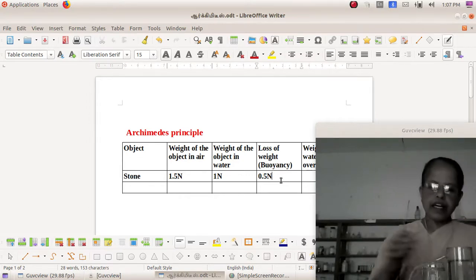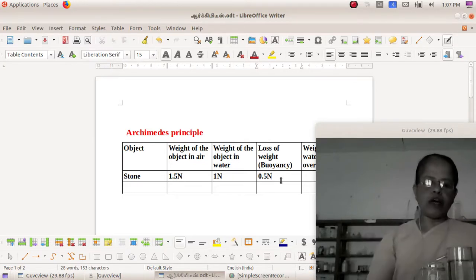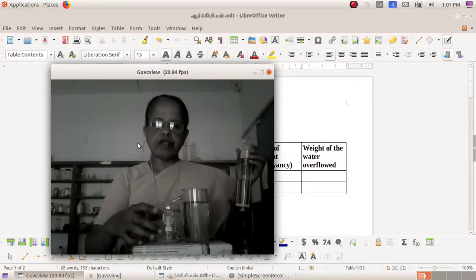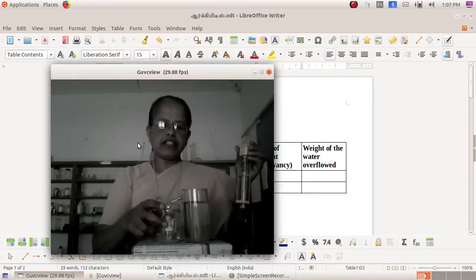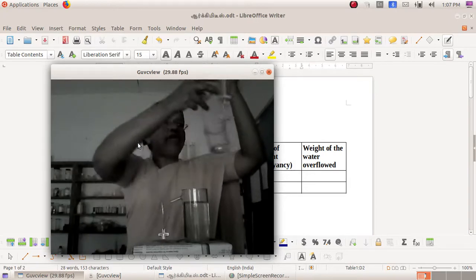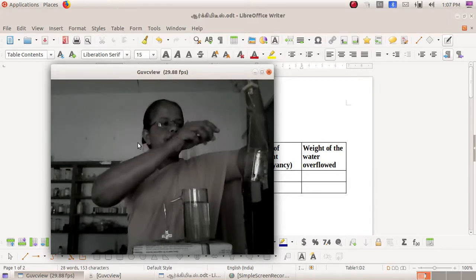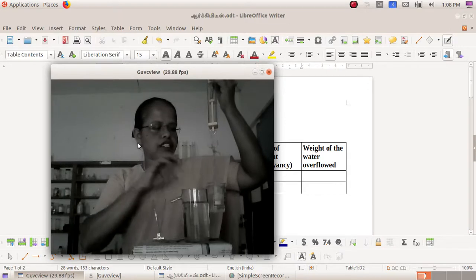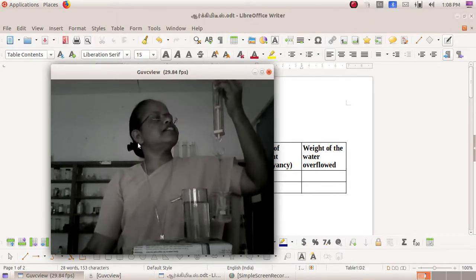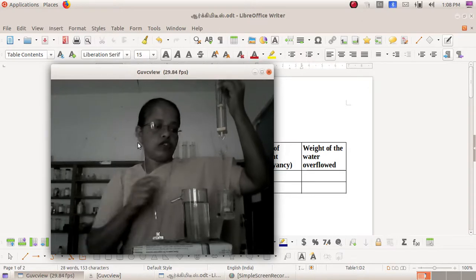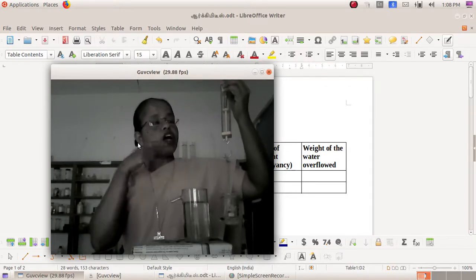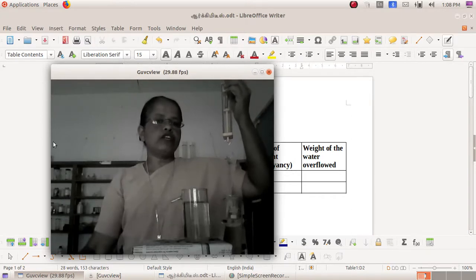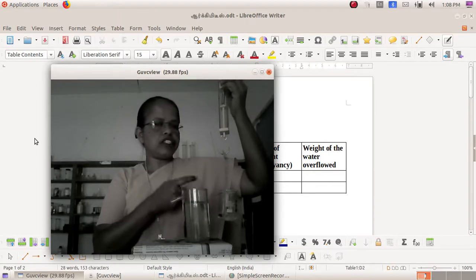Now let us see, when you immerse the stone in the water, you found that water was displaced, isn't it? The water was displaced into the jar, and let us measure the water plus the empty jar. The jar and the water together you measure now. What is the weight of this jar plus water? It is once again 1 Newton. So jar plus water is 1 Newton. Already we measured the empty jar. The weight of the empty jar is 0.5 Newton. So now the water plus jar is 1 Newton.